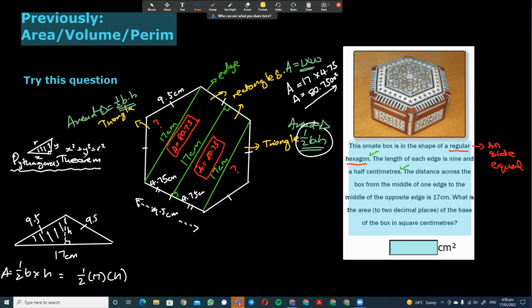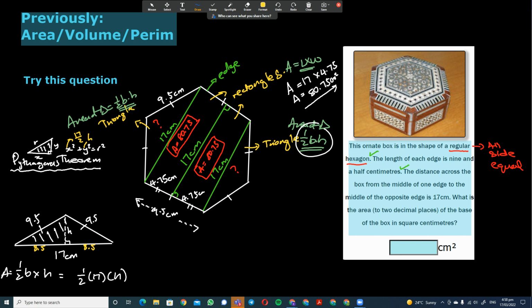In Pythagoras theorem, I can see that this is going to be like y. So I would put h in here, and this is going to be my base x. X is going to be 17 divided by 2. So let's work out half of it. Let's just take 17 divided by 2. I get 8.5 on either side.